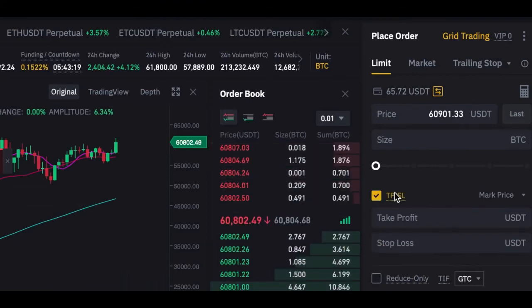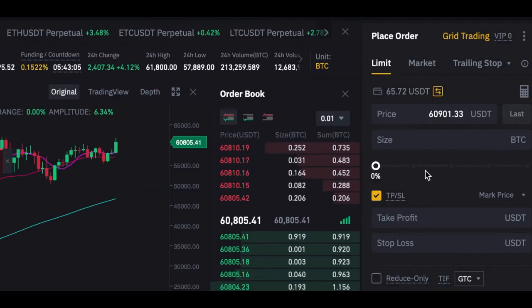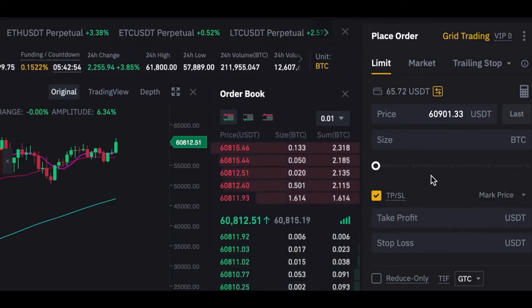Now, if we just see what TPSL is, it says you can set a take profit or a stop loss before opening a position, which takes effect after. You can also choose last price or mark price to trigger take profit and stop loss orders. So this actually means that instead of opening an order and then trying to go through some trailing stops or stop limits, you can actually open what's called a bracket order. So a bracket around your open position.